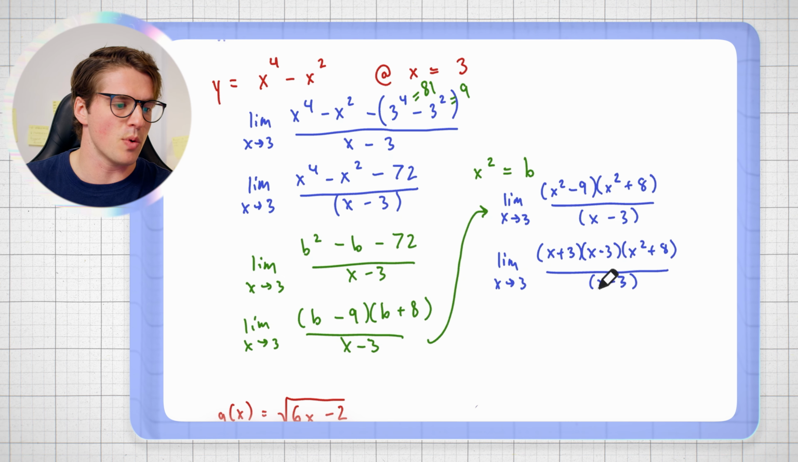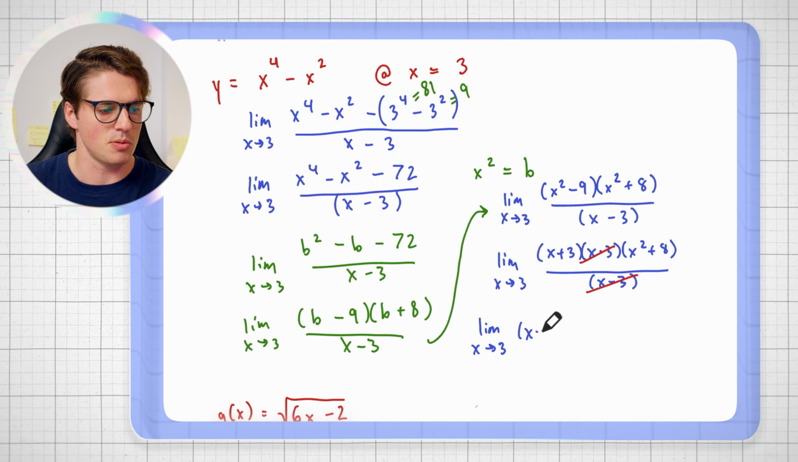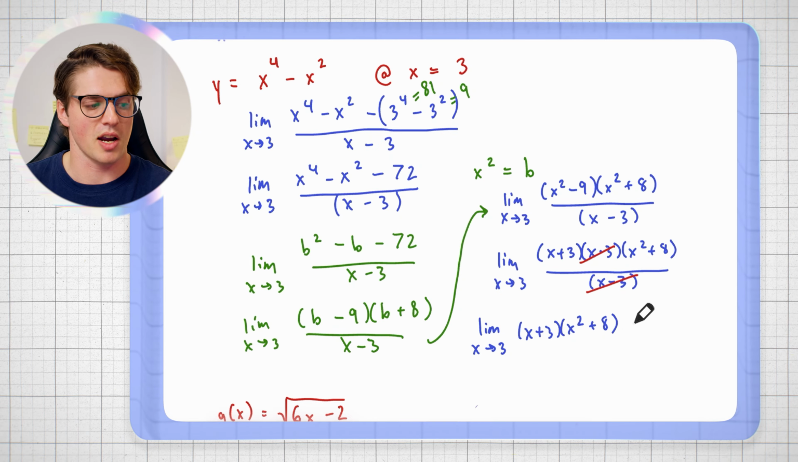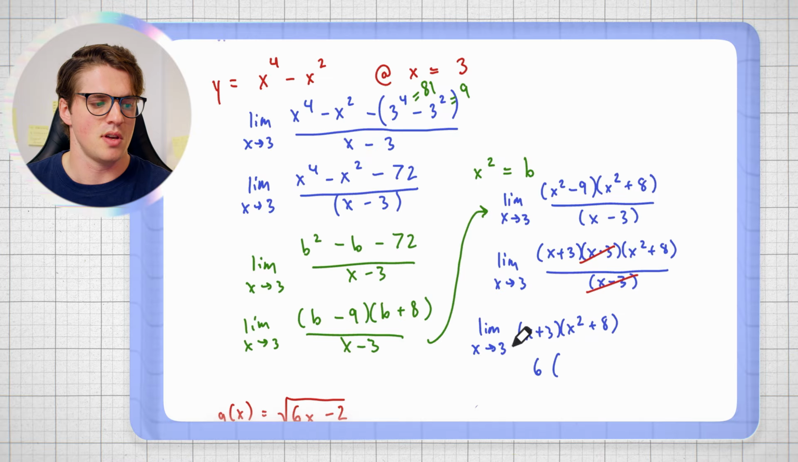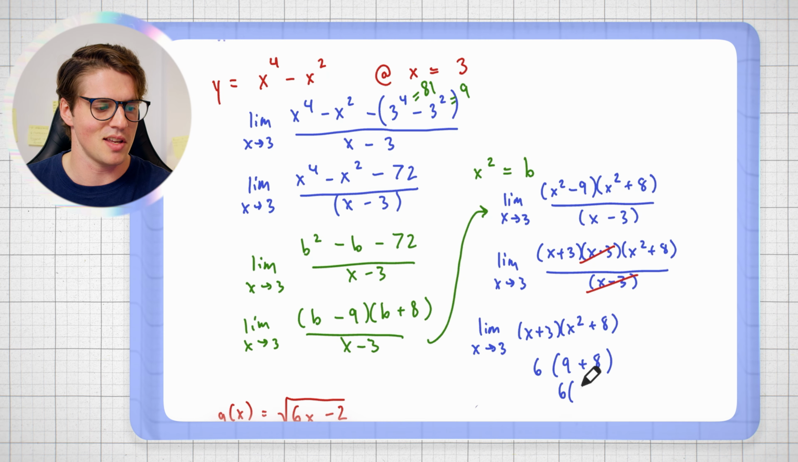Okay, now we can cancel and then just substitute. But first, let's write the limit as x goes to 3 of (x plus 3)(x squared plus 8). Now we can just substitute because we're not going to have any issues in the denominator. 3 plus 3 is 6, times 3 squared, 9, plus 8 is 17. So 6 times 17.